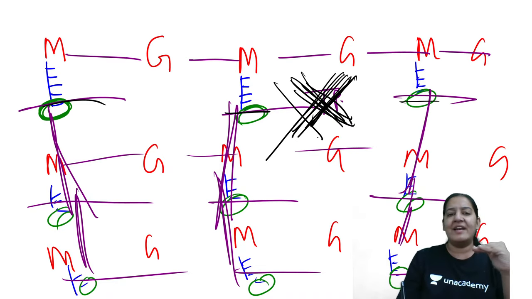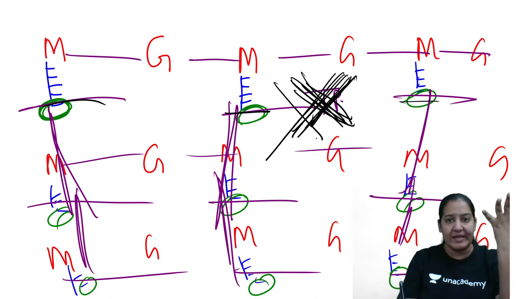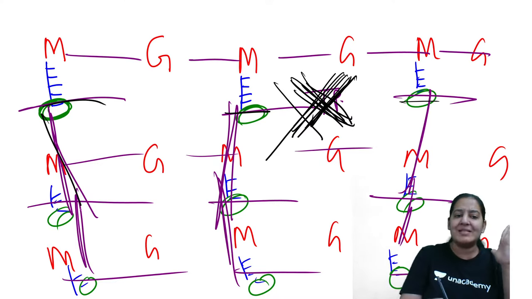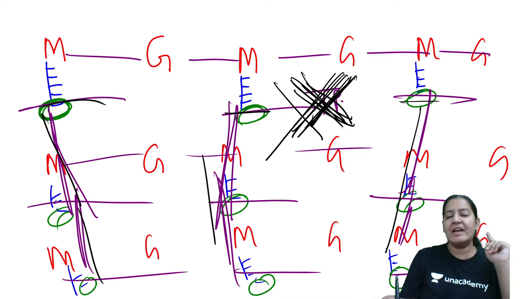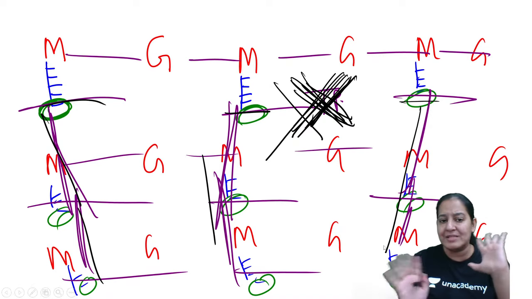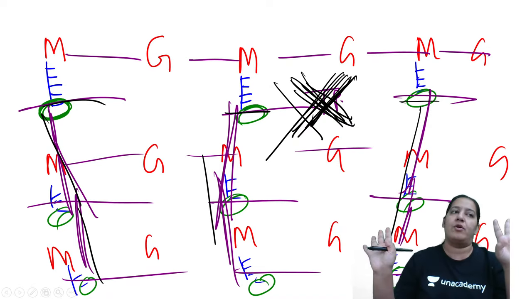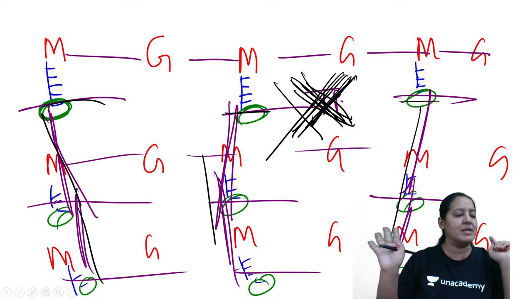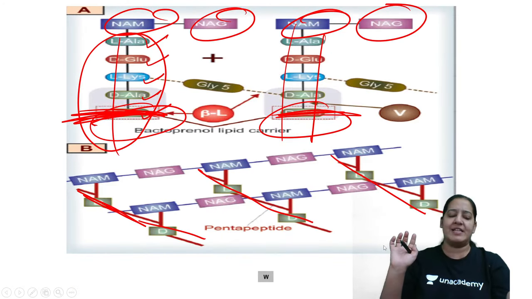Now the terminal D-alanine unit is not split, so energy is not released, so cross-linking will not happen. If the cross-linking does not happen, the cell wall is not at all stable and the bacteria will lose the cell wall. Give me a thumbs up. Amar, give me a thumbs up. Others, have you got it? So this is the mechanism of action.